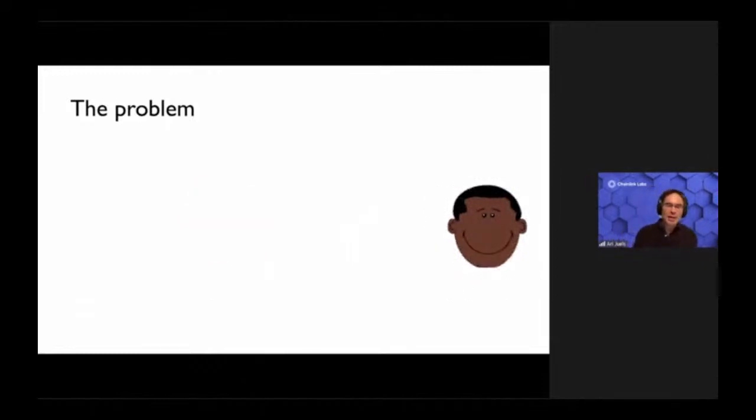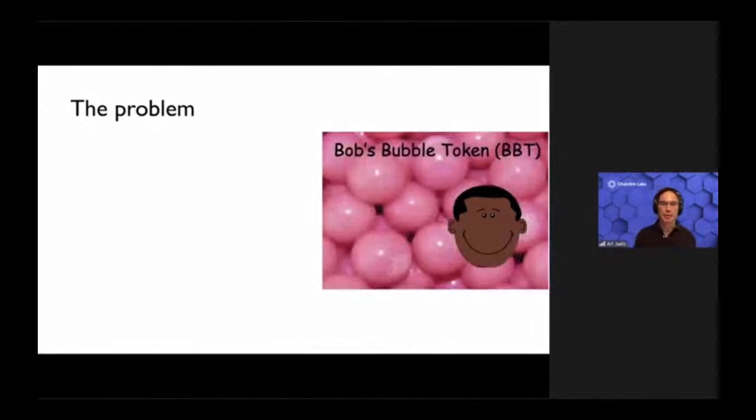Now, Bob is about to launch a new token called Bob's Bubble Token, and he's going to be holding a token sale. Bob has particular ideas about how to make his token sale responsible. He wants to ensure that his tokens are fairly distributed, they're not all snapped up by a whale, for instance, and that people who participate can reasonably afford to do so. So he sets the following rule.